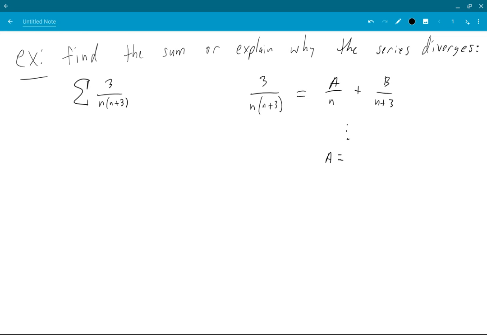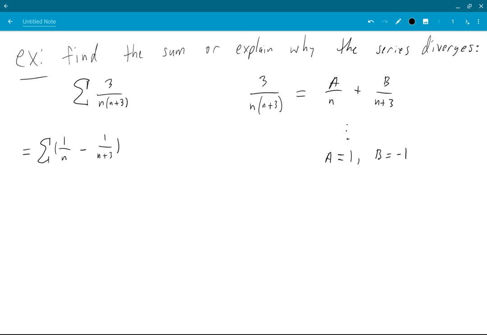What's it going to be? One of these is going to be 1, the other one's going to be -1. So let's see. A is 1. B is -1. Anyways, I'm not going to show all the details. This is the sum of 1 over n minus 1 over n plus 3.